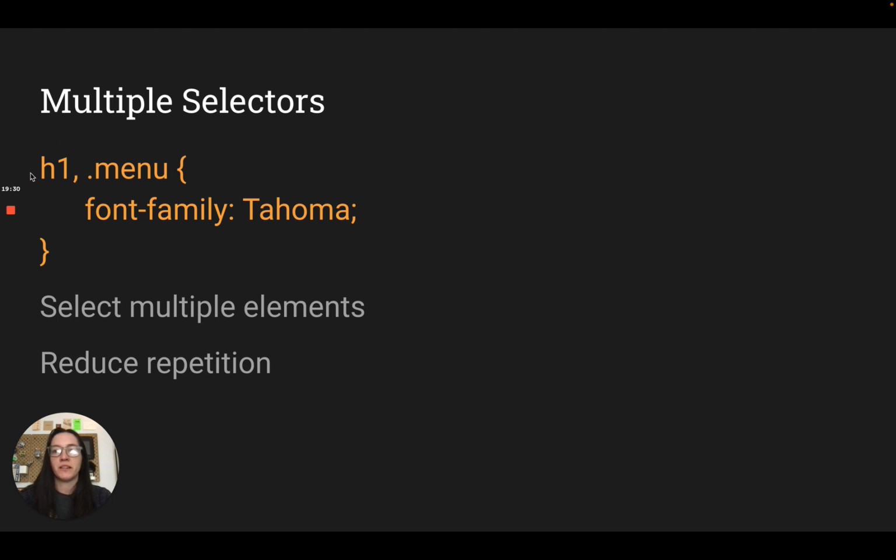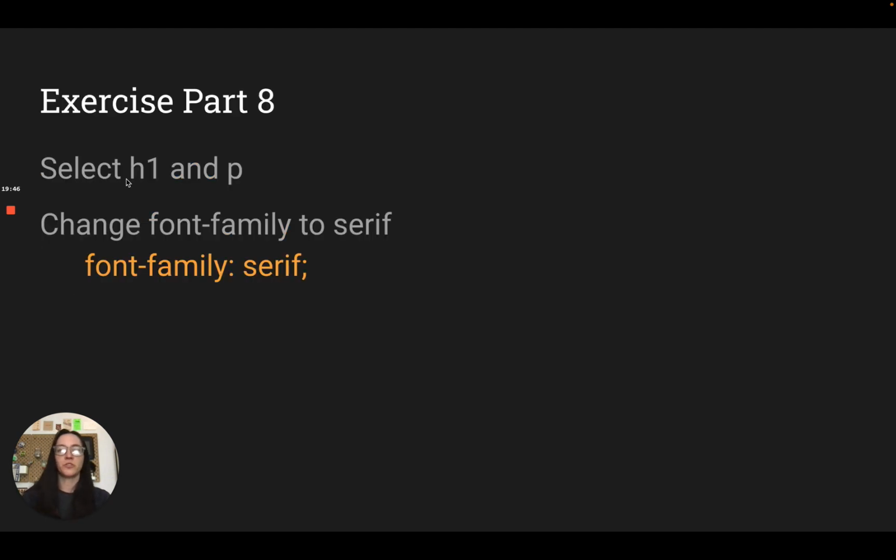So here I'm selecting both all of the H1s and everything that has a class of menu, and I'm changing their family to Tahoma. So if you're selecting separate things, separate them by a comma, and then you can apply that same style to it, and you don't have to copy and paste over and over again. So I'll show you what I mean.